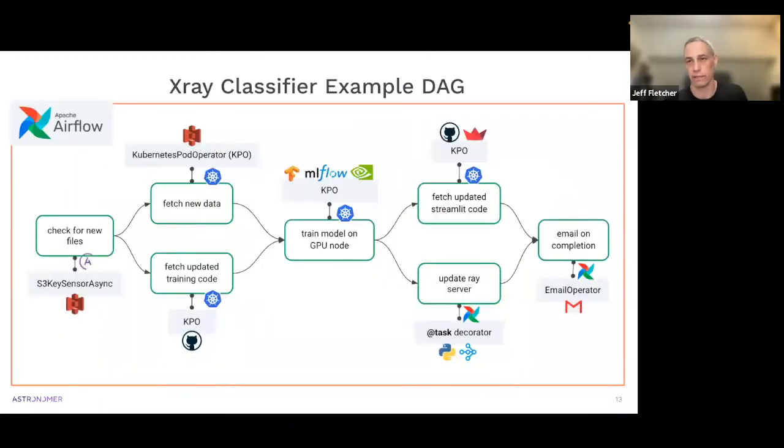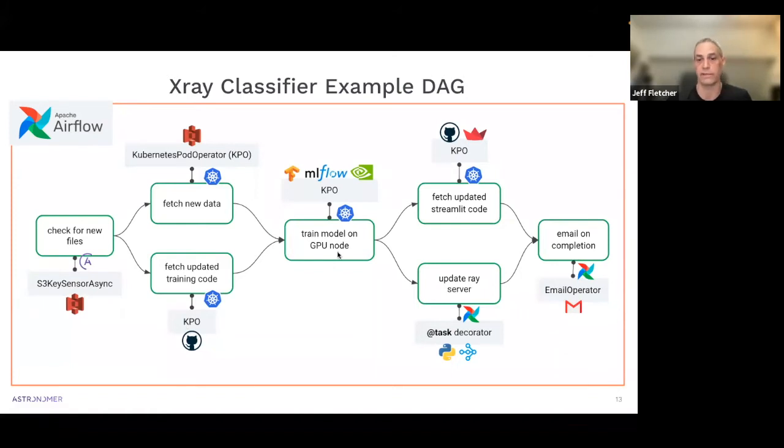The actual DAG itself goes through several steps. The starting point is checking for new X-ray images to land in a particular S3 bucket. I'm going to use an async sensor, and I'll talk a little more about this as we go, but it just makes things a little easier with regards to fetching files from an S3 bucket. From there, I'm going to split into two pods, both running the Kubernetes pod operator. The first one will fetch the new data from S3 and store it on the local infrastructure. The second one will fetch updated code from my GitHub repo for the model training code.